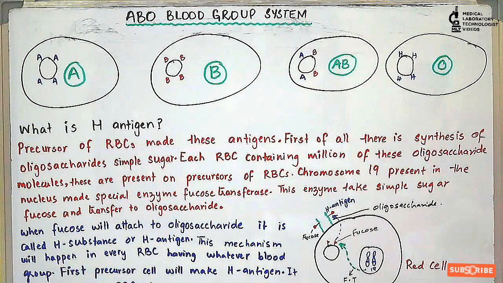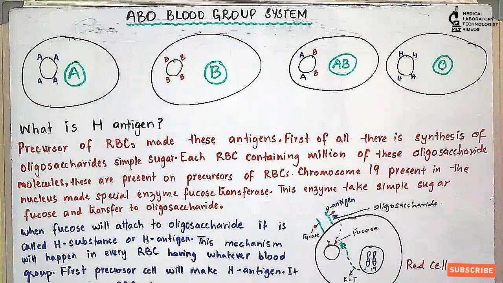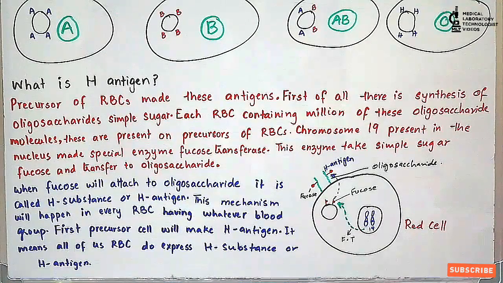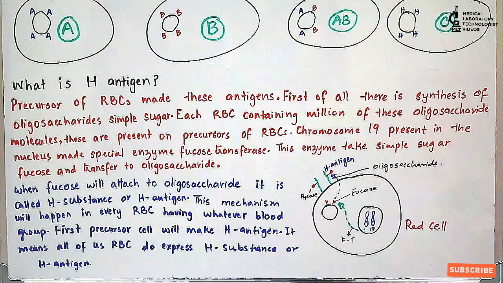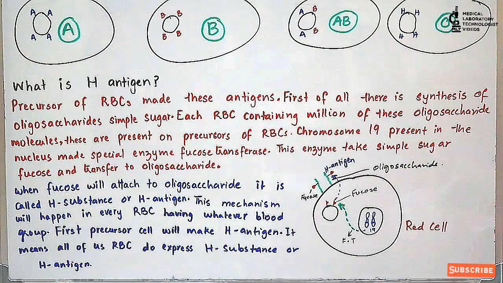Actually, the precursors of RBCs make these antigens. Mature RBCs are anucleated, meaning they don't have a nucleus or nuclear material. So when RBCs are in their erythropoiesis stage, like erythroblast, in the precursor of RBC stage these antigens will be formed. First of all, there will be synthesis of oligosaccharide. An oligosaccharide is a type of carbohydrate, a simple sugar, containing 2 to 10 monosaccharides.